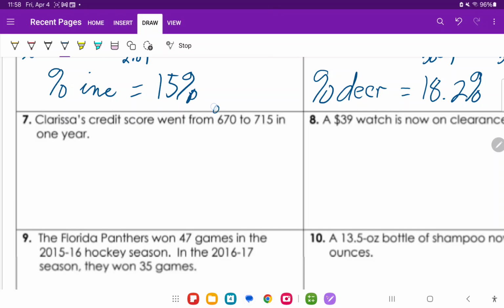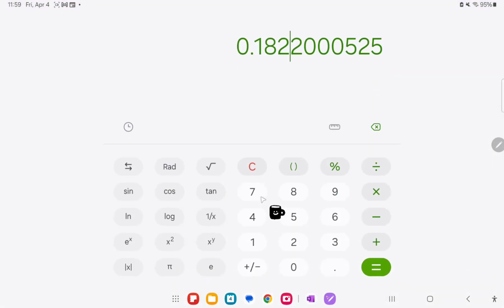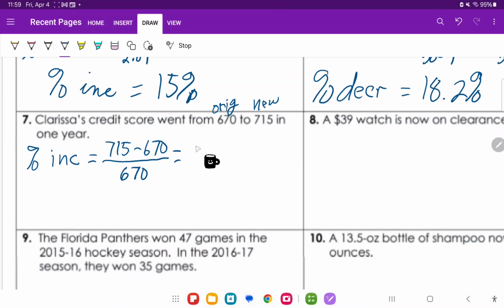Okay, Clarissa's credit score went from 670 to 715 in 1 year. So this was the original, and this is the new, which is really good. She increased, she raised it. So that's a percent of increase because it went up. So we take the 715 minus the 670 and then divide that by the original, which was 670. So that's going to be 715 minus 670, and that is 45.